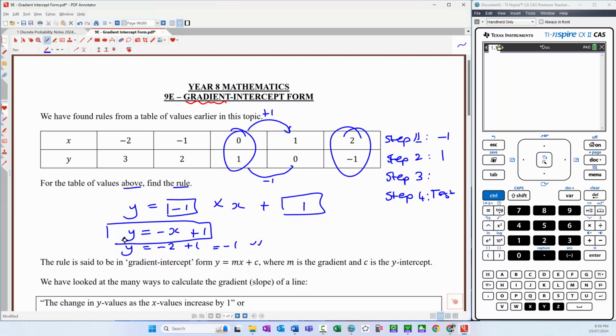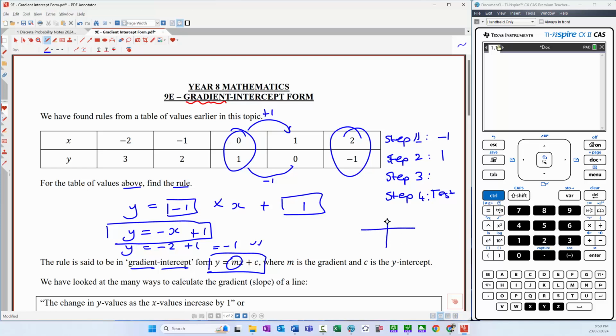Okay, so the rule that we've just found is said to be in gradient intercept form. Here is gradient intercept form, and this value here, m, is what we call the gradient. When x increases by 1, we looked at the change in y values. That's just the gradient, and that's the name we've used for it. Now c, this c value here, is the y-intercept. And what is the y-intercept?